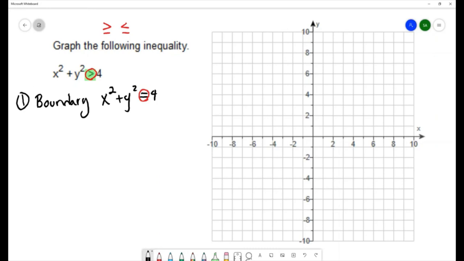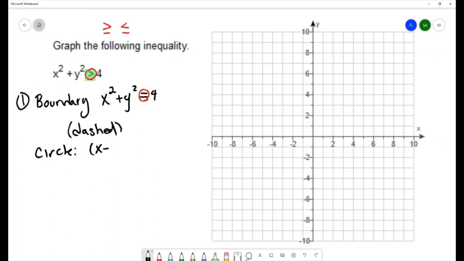So to indicate that when we're graphing, we are going to draw our boundary line dashed. So drawing that dashed line indicates that the boundary is not included in the solution set. So we want to draw this line dashed, and this actually isn't a line, it's a curve. X squared plus y squared equals 4 is a circle.